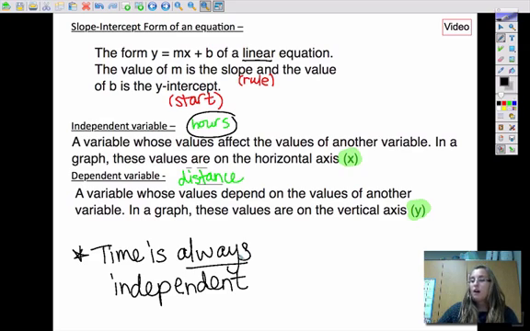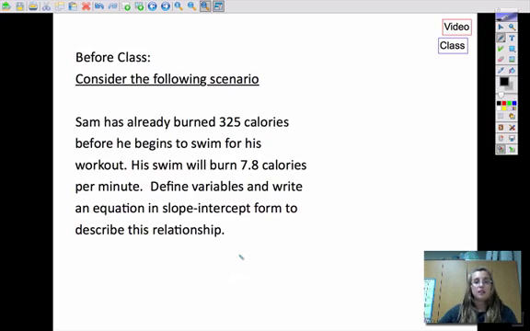All right, so I think you're ready to hopefully try a problem here. You're going to consider this scenario. Sam has burned 325 calories before he begins to swim for his workout. His swim will burn another 7.8 calories for every minute. Define the variables, so the x and the y, the independent, dependent, and write the equation in slope-intercept form to describe this relationship.